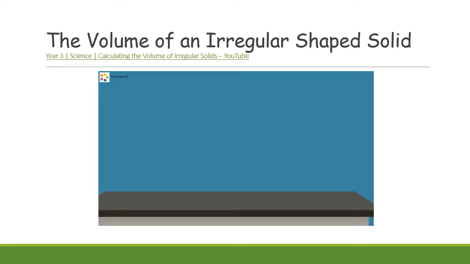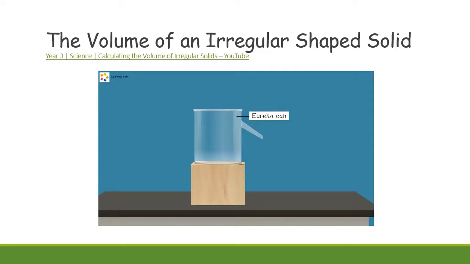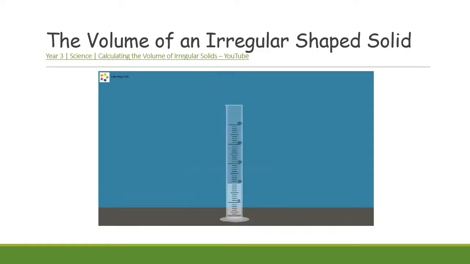Another way to measure the volume of large irregular objects is by using a Eureka can. Add water to the Eureka can until the water is about to overflow. Then place a measuring cylinder under the spout. Slowly, place the object in the can. Collect the water displaced and find the volume of the stone. In this example, the volume of the stone is equal to the volume of the displaced water, and it is equal to 100 milliliters.